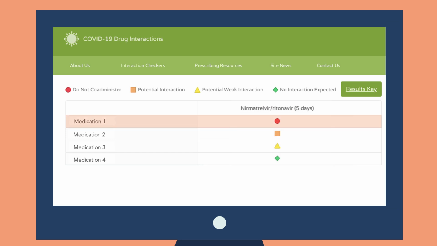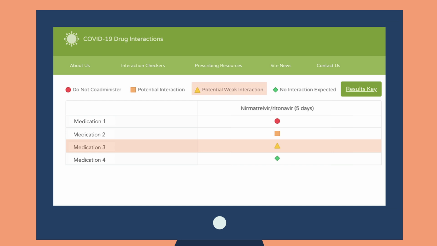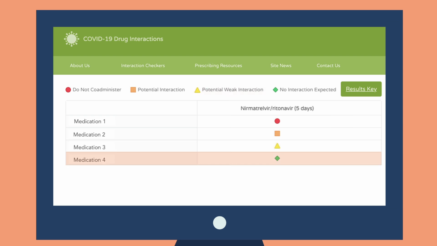The red circle indicates that the medications shouldn't be administered together. The orange square means that there's a potentially significant interaction that may require additional monitoring or dose changes. The yellow triangle indicates a potential weak interaction. So it's important to note in case something happens, but no additional monitoring or dose changes are generally needed. And the green diamond means that no significant interaction is expected.